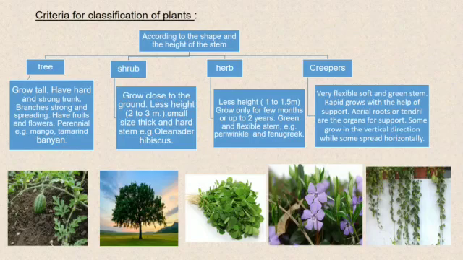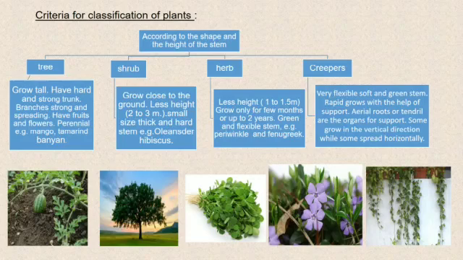So let's know about criteria for classification of plants according to the shape and height of the stem. The first one is tree. Some plants grow tall. Their stem or trunk is hard and strong. They have branches at some height above the ground. They bear flowers and fruits for many years. Such plants are called trees. Trees are tall, big and perennial, that is, they live for many years.